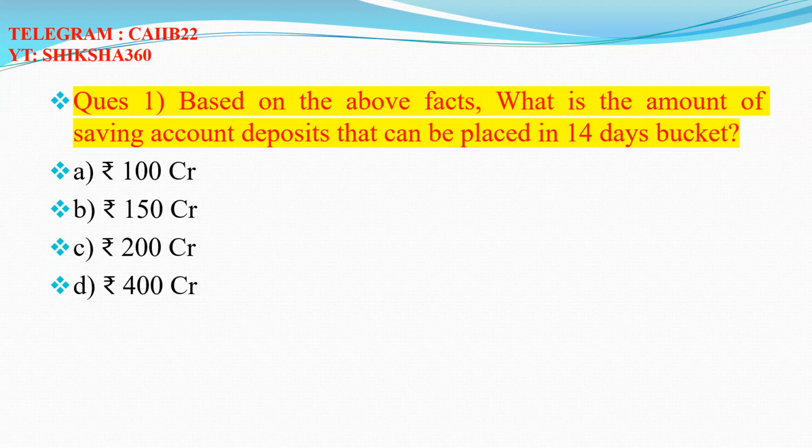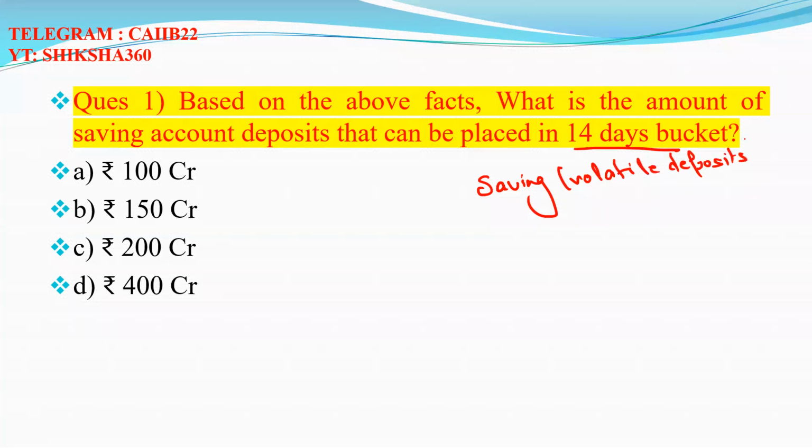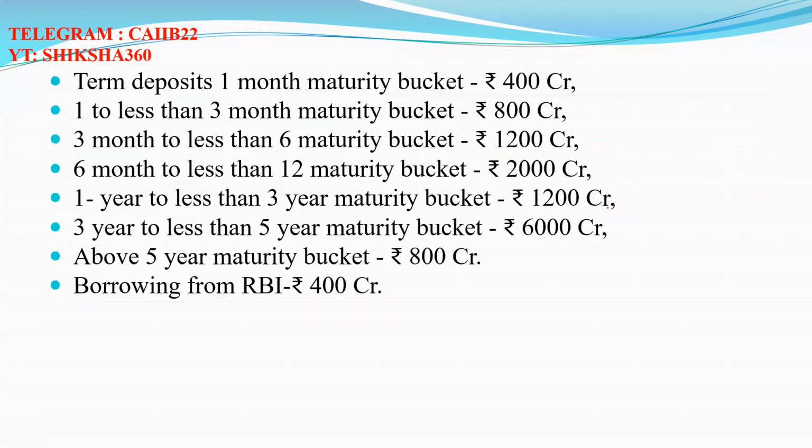We already know that for saving accounts, the amount that can be placed in the 14 days bucket is volatile. That is known as the volatile deposits, and the rest are known as the core deposits. So let's discuss what they are saying.